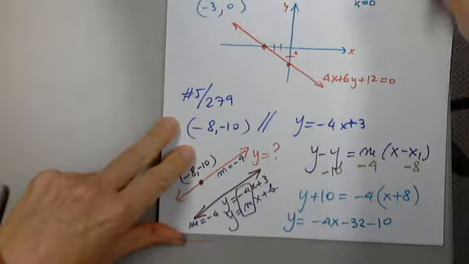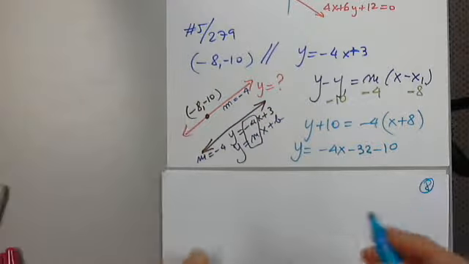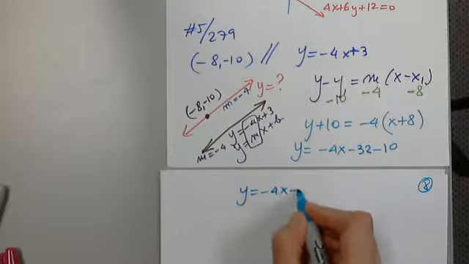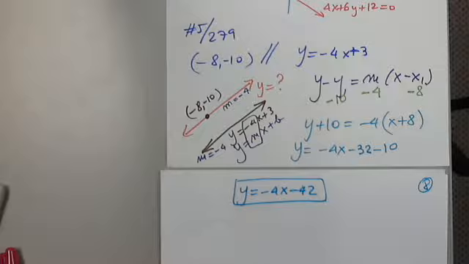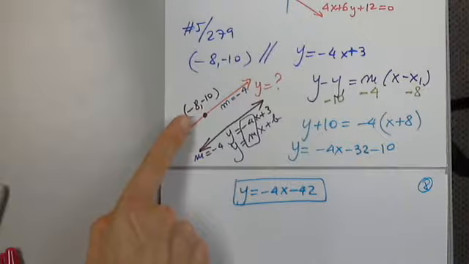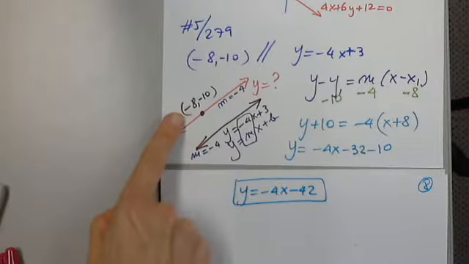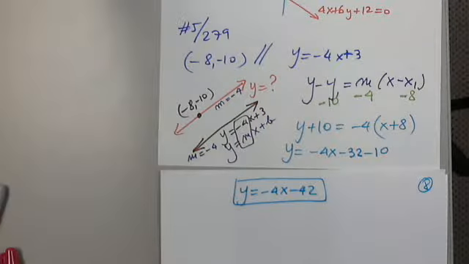What will this represent? After I completely simplify it into y equals -4x minus 42, what does this represent? It represents the equation of the line passing through and parallel to. Any questions? Does it make sense? We're going to choose another problem in a minute. Does it make sense?